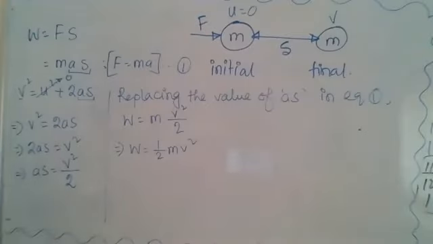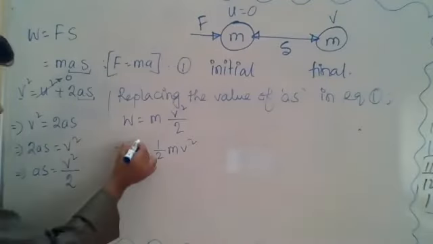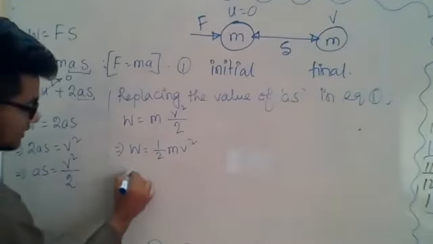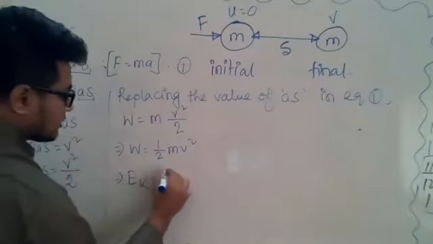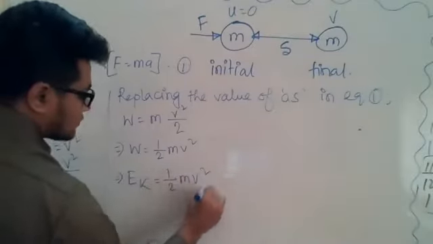And we already said that the work done is equal to the energy, and here the energy is kinetic energy. So in case of W, we can write EK. I'm saying again, work is equal to energy, and here the energy is kinetic energy. That is why I'm writing EK. So EK is equal to half mv square.